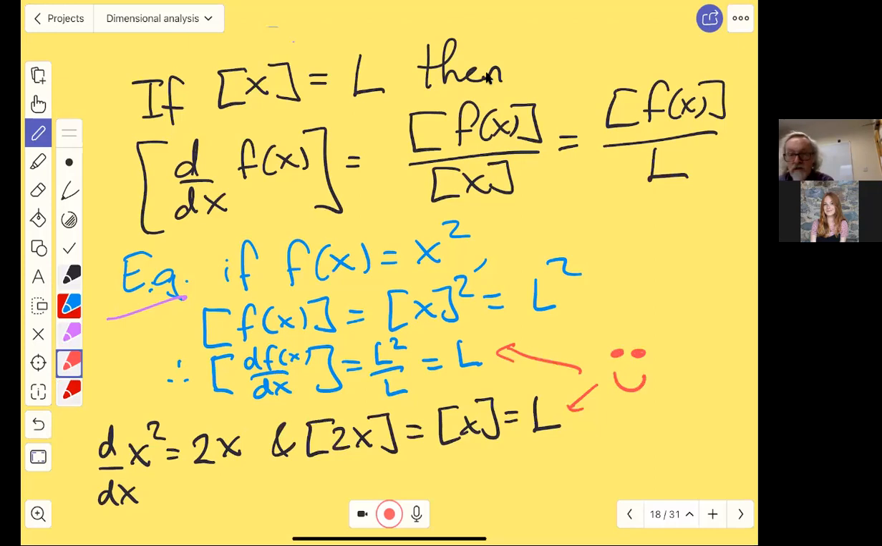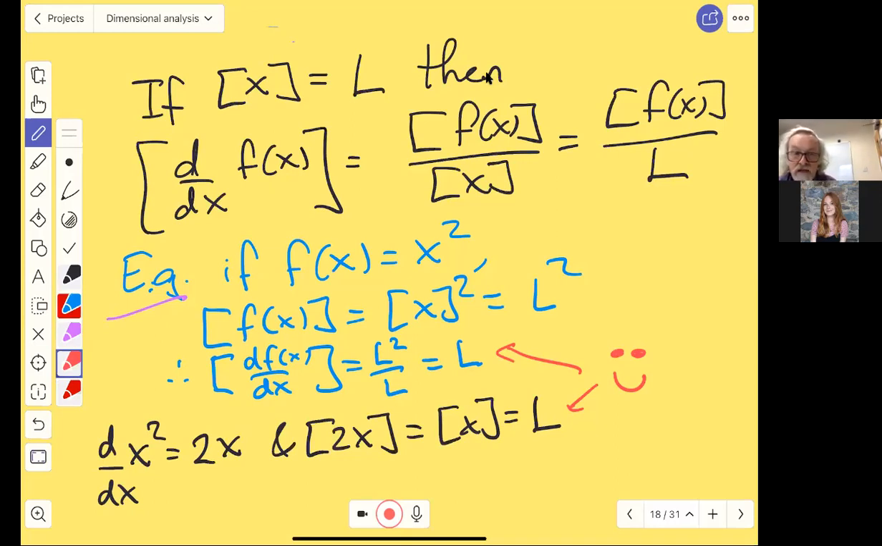So if you think about differentiating x to the n, if x has got dimensions of length, you start off with a function of dimension length to the n, differentiate it once, and you remove 1 power of x. So you have x to the n minus 1. There's a number in front. Dimensional analysis does not tell you that, but it does tell you about the change in the power.